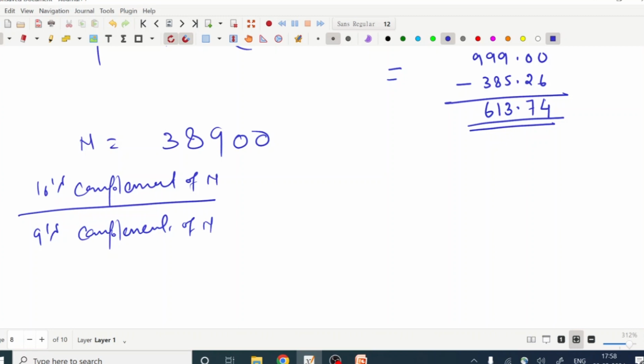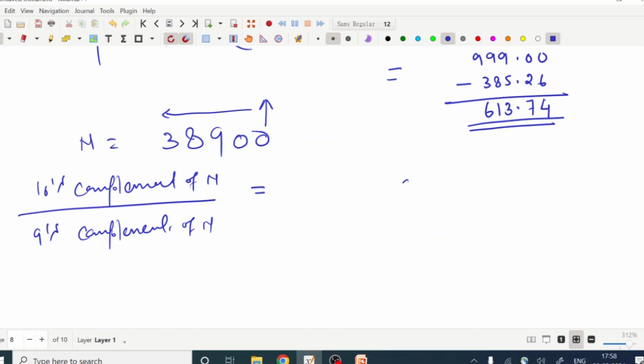What has happened here? When we use the general formula, starting from the unit place, moving right to left, up to the first non-zero digit the number is as it is, and when the first non-zero digit comes, that is subtracted from 10. In the case of the tens complement, when the first non-zero digit comes starting from the unit place, it is subtracted from 10 and the rest are subtracted from 9.